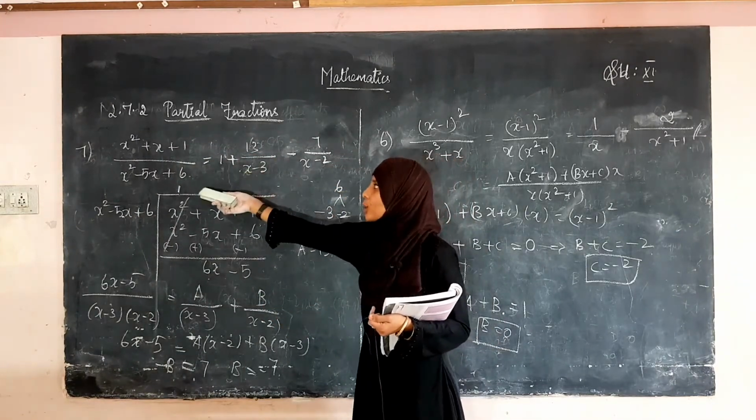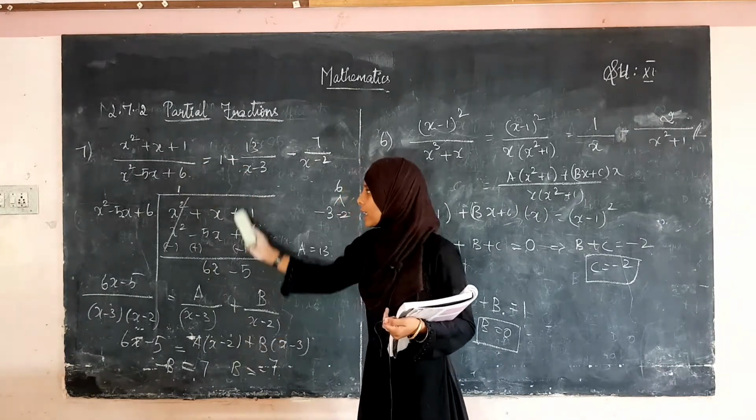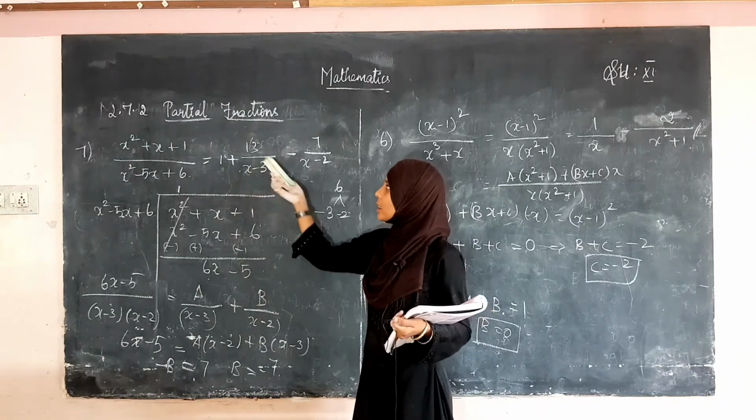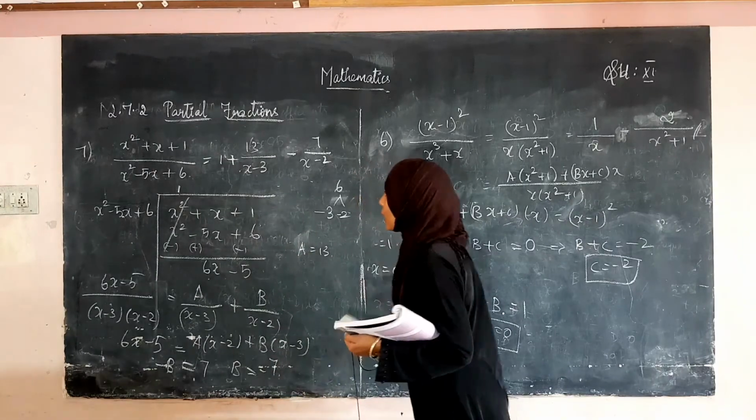If it is equal to, or this degree is greater than this degree, it means you have to solve like this, you have to divide like this, and you have to arrive at a solution like this. Then you have to start resolving. Okay. Now the 8th sum.